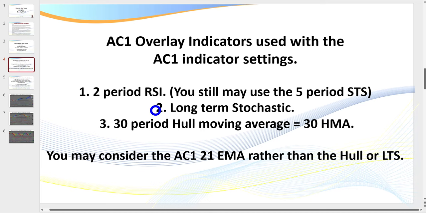I also want to overlay the long-term stochastic from my anchor chart one. We're using the exact same settings we would have on an anchor chart one, except they're in a lower window. And I like the 30-period Hull, which is the 30 HMA. It's like a triple smoothed moving average, but instead of a Hull or even the long-term stochastic, you might even use the anchor chart 21 EMA, if you have an EMA that changes color with the trend. On NinjaTrader, one of the versions I have is the slope indicator. It can just help you identify the trend direction of the 21 EMA. So you've got a couple of options here, but these are the three that I'd normally use.